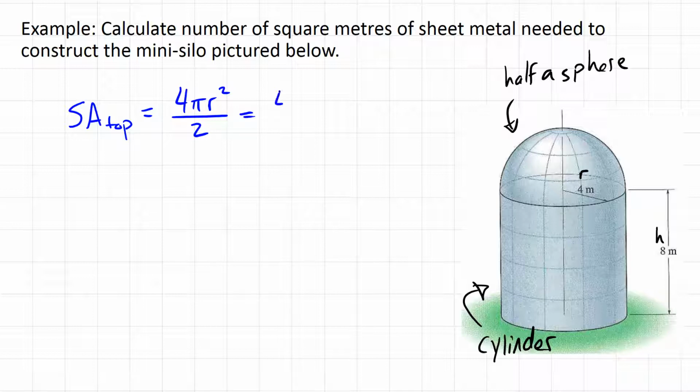So 4 pi times the radius of the sphere, which is 4 meters, divided by 2, and we can plug this into our calculator. Oh, sorry, that's 4 pi r squared, so 4 pi times 4 squared divided by 2, and I get 100.53 square meters.